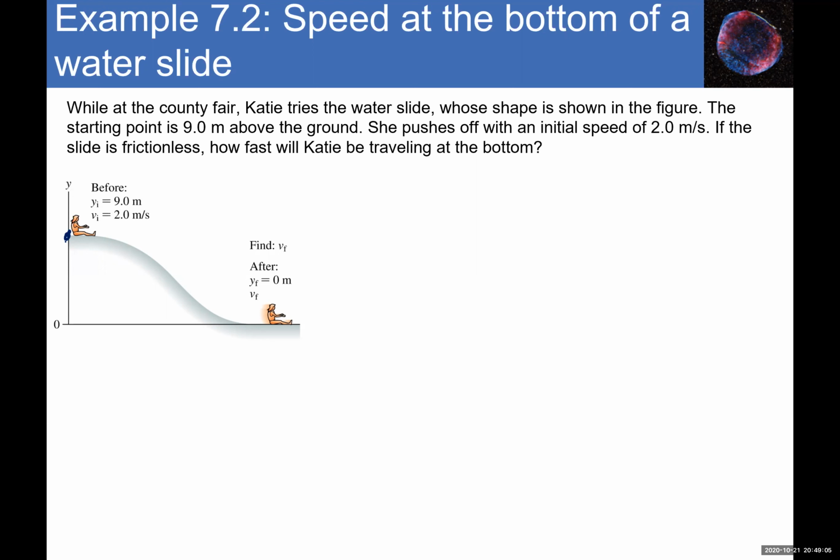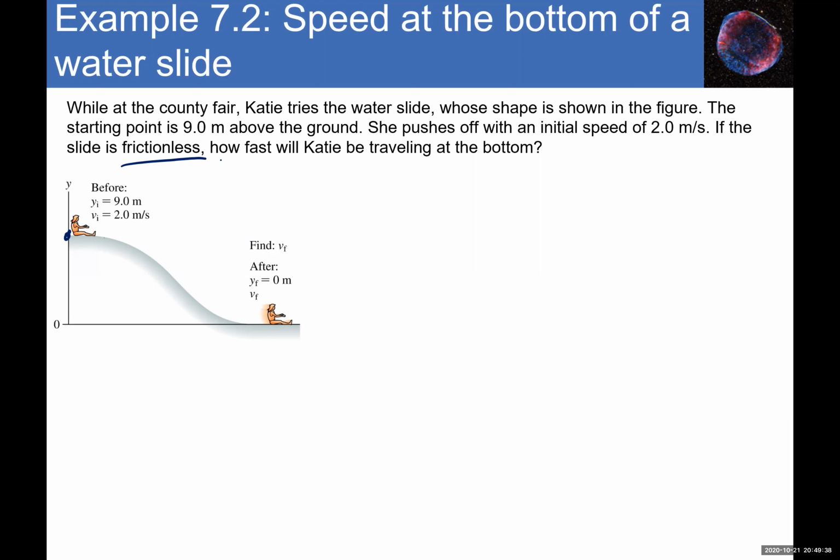She pushes off with an initial speed of 2 meters per second. If the slide is frictionless, how fast will Carrie be traveling at the bottom? The entire time there's a normal force acting on it. But remember, the normal force and the tiny displacement are always perpendicular, so the normal force is not doing any work. Who's doing work? Because it's frictionless, gravity again. Which means the only force doing work the entire time is a conservative force, which means energy is conserved.